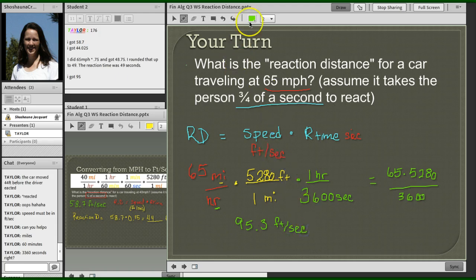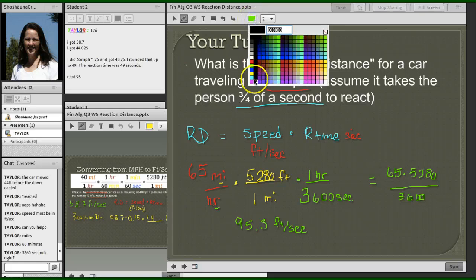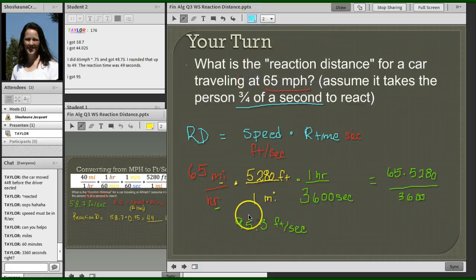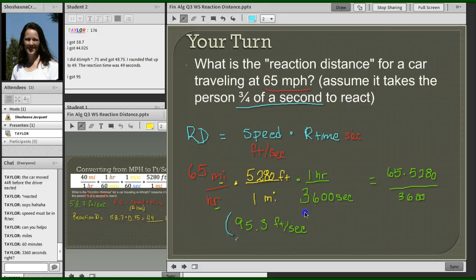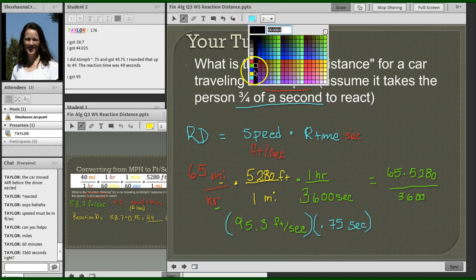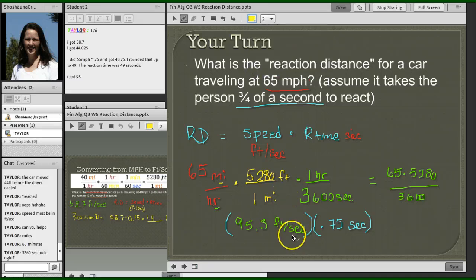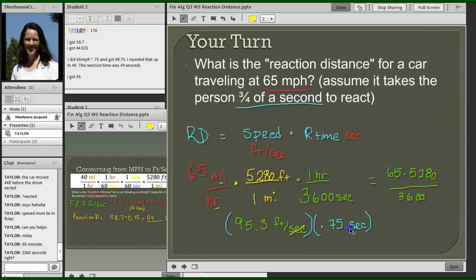Now we have to multiply by our reaction time. So this times 0.75 seconds. And just a side note, but kind of an important side note, this is a denominator second and that's a numerator second, so they cancel, and that is why our answer is in feet.